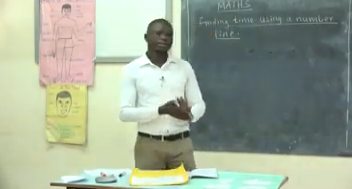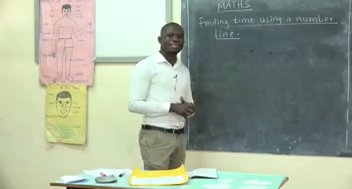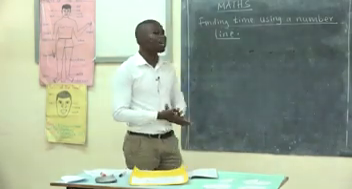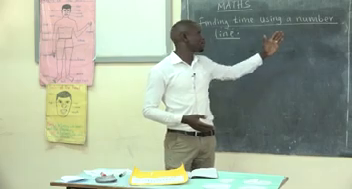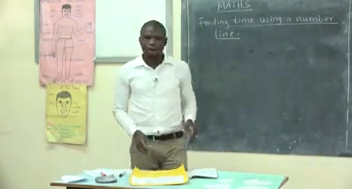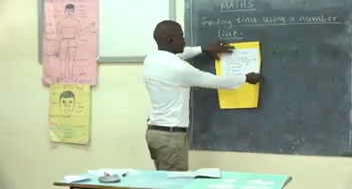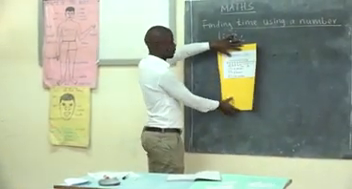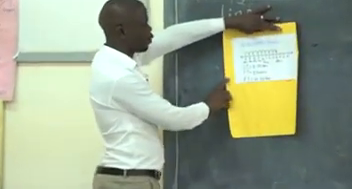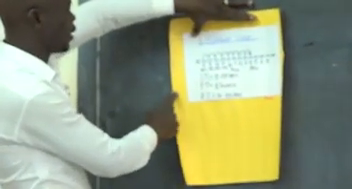In mathematics, under the topic time, we are going to look at finding time using a number line. Now, what is a number line? A number line is something of this kind. I hope you are able to see it well. It's a straight line.